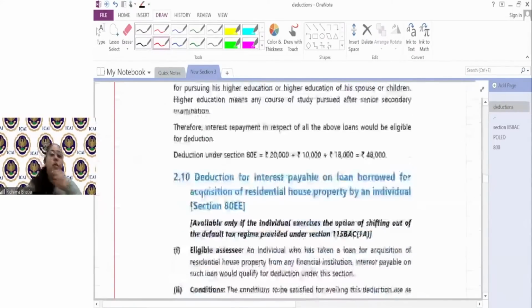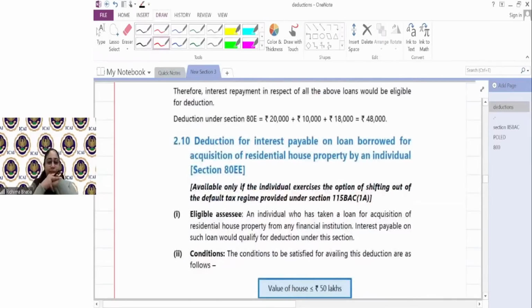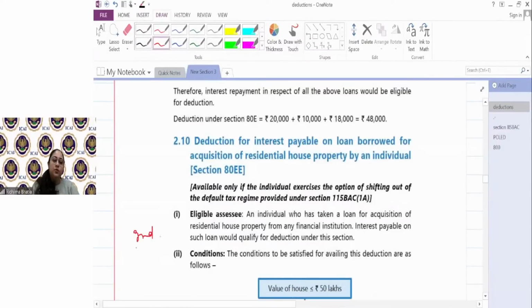Next is interest on home loan. Now, 80EE was a limited period section or a limited period benefit which was introduced. But why we are studying? Because loan तो चल सकता है. Let's understand. Deduction in respect of loan borrowed for a residential property by an individual. Again, this section only supports individual, resident or non-resident does not matter.